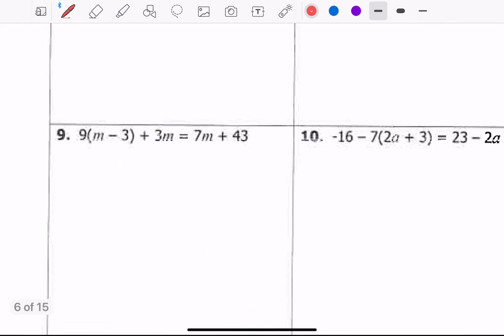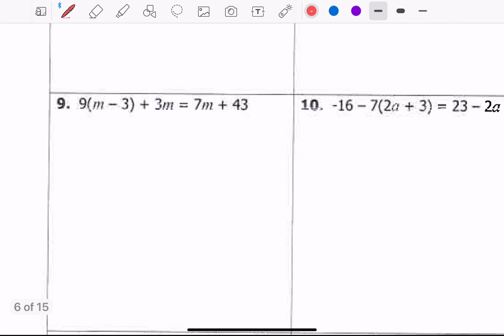Number 9, I do have parentheses. So I'm going to simplify those first with the distributive property. So 9 times m is 9m. 9 times minus 3 is minus 27. I'm going to bring down this plus 3m because it's just hanging out there. Equals 7m plus 43. Do I have any like terms on each side?